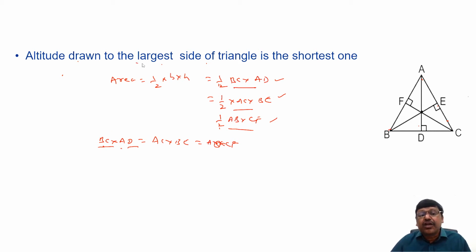That's the reason the largest side of the triangle will have the shortest height, or the shortest side of the triangle will have the longest height. Suppose I say BC is the shortest side, then AD will be the longest height, right? This applies for medians also, actually, right?